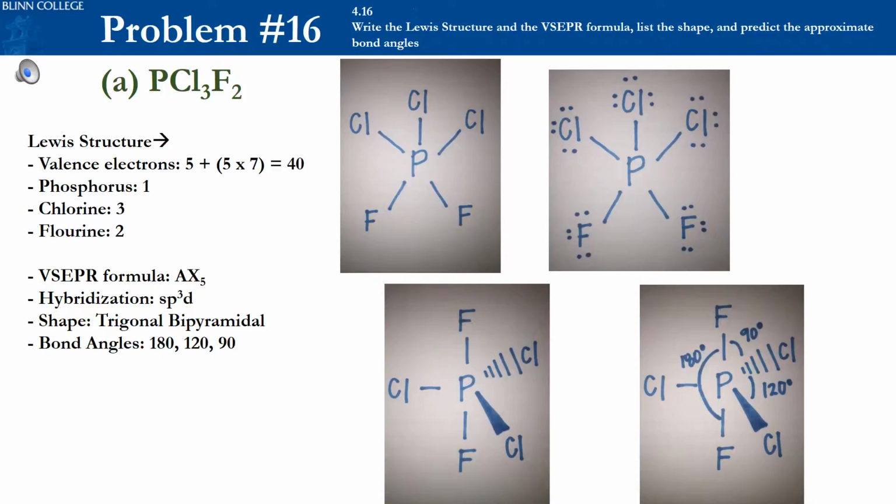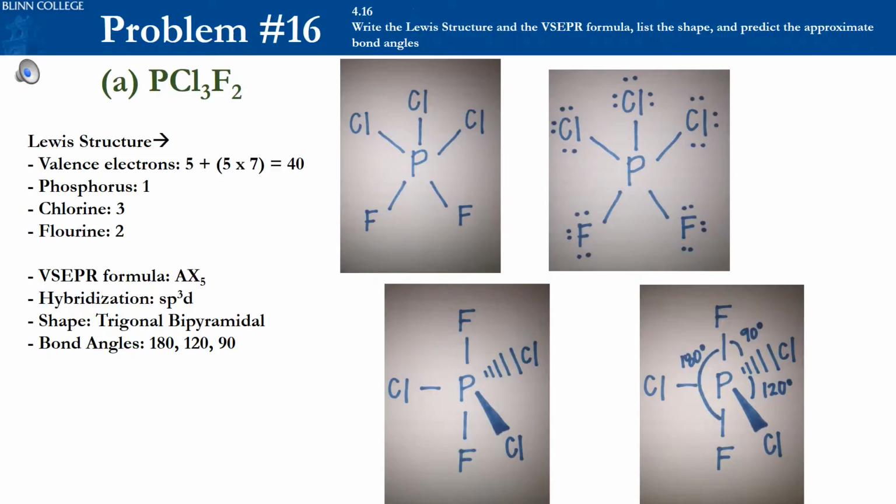Next, we will distribute the valence electrons. If you look at the second picture I posted, it shows the electrons distributed around the molecules. Now, to determine the VSEPR formula, you're first going to identify the central atom, the number of atoms attached to the central atom, and the number of lone pairs present on the central atom. So for PCl3F2, the VSEPR formula will be AX5.